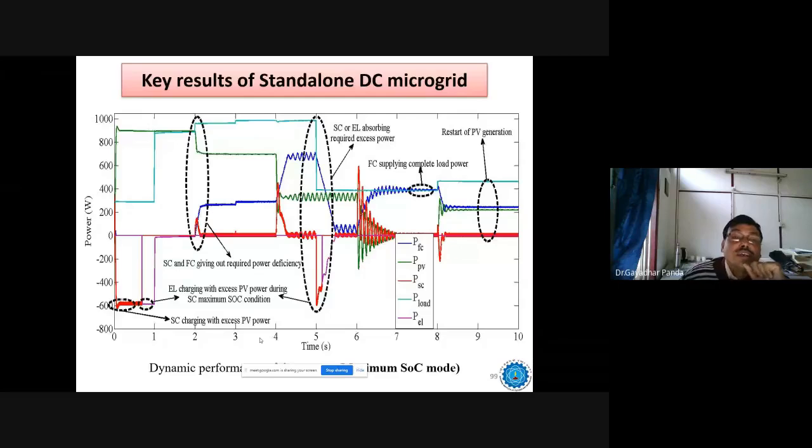Here you can see particularly how quickly the supercapacitor comes into operation under dynamic load change. The supercapacitor comes in fast, because the time taken by the battery is more than the supercapacitor time constant, you can say. In that way, the different operations are here: fuel cell, supercapacitor, battery, all those things.